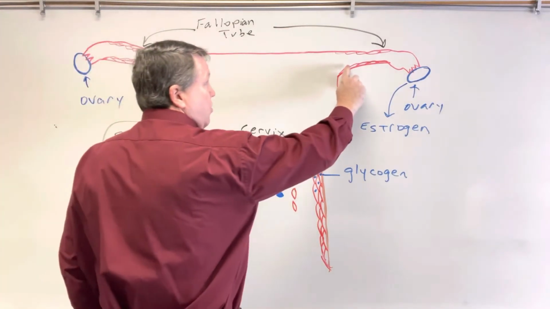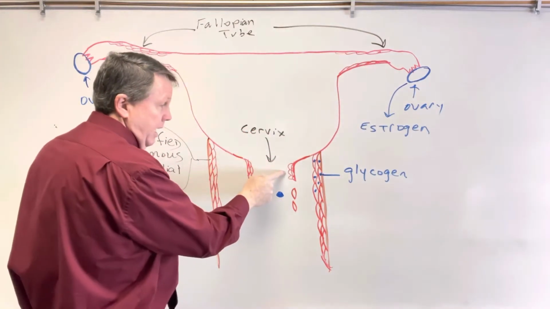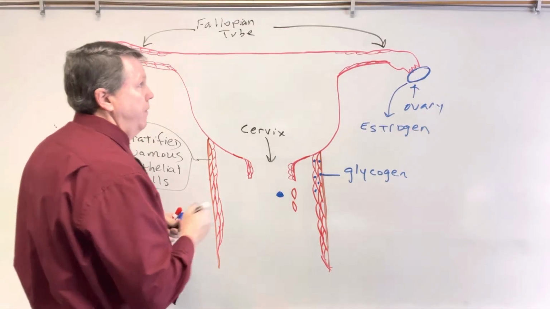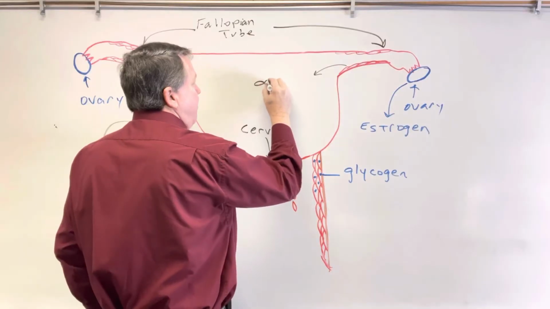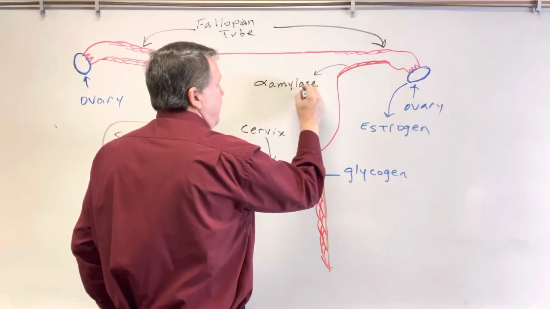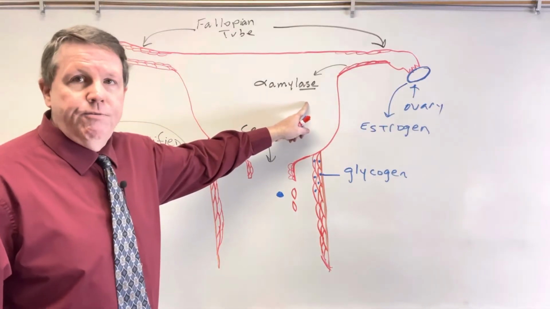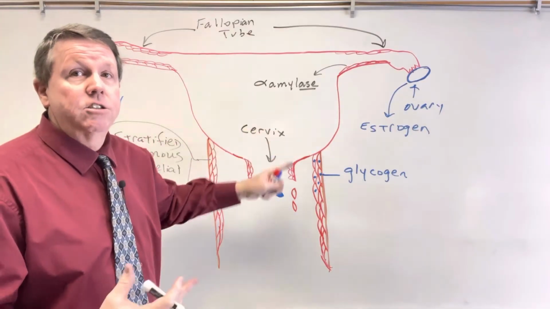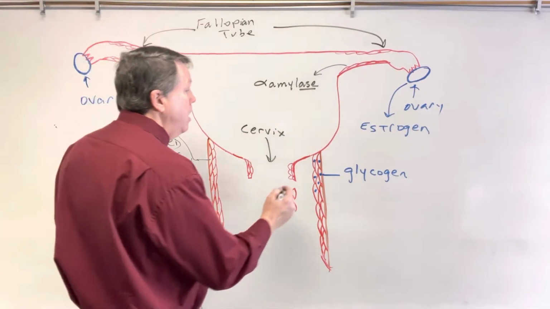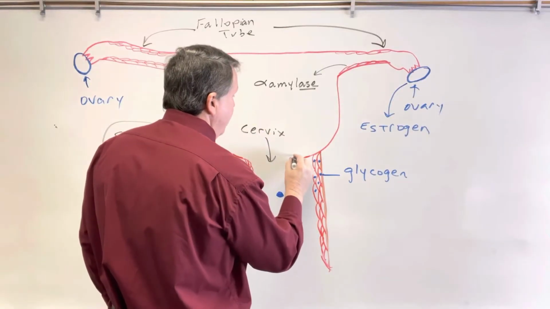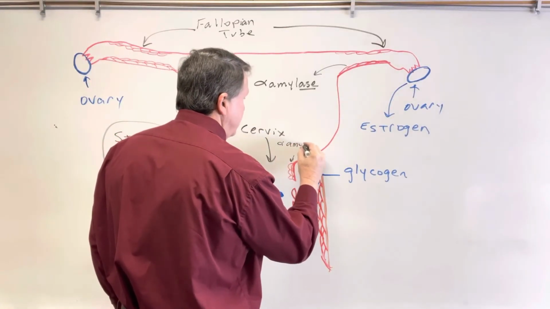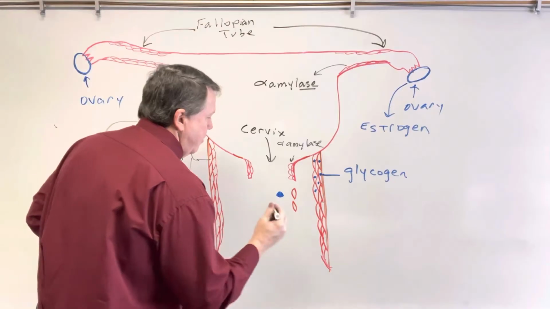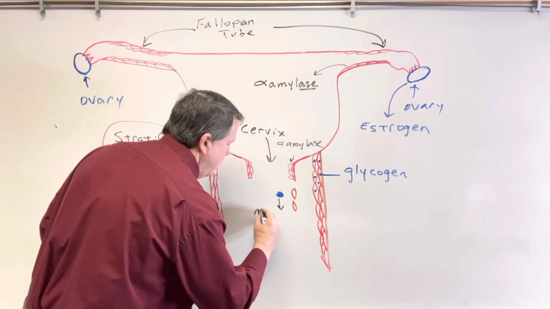Now, if you notice, I also have these cells that are along the fallopian tube and on the inside of the cervix. What these are going to do is secrete something called alpha amylase. That's an enzyme, and you might have heard of amylase before because amylase is also in your mouth and it helps break down carbohydrates when you start to eat carbohydrates. It's also in the duodenum to help break down carbohydrates too. So we're going to be secreting alpha amylase right here in the cervix. This alpha amylase is going to break this glycogen down into something called maltose.